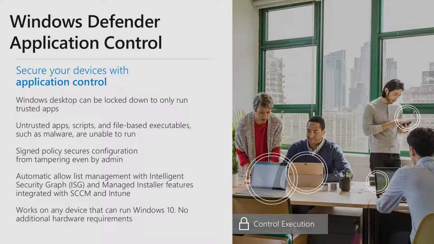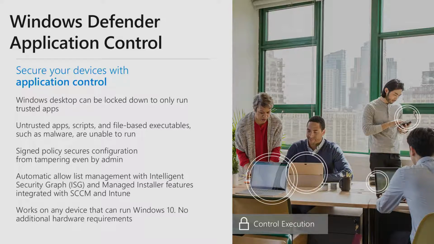Application control is all about shifting your Windows devices from one where applications are essentially trusted by default, unless known to be bad and blocked by anti-malware solutions, to a paradigm where applications are untrusted unless you have explicitly authorized them through what's colloquially referred to as a whitelist.